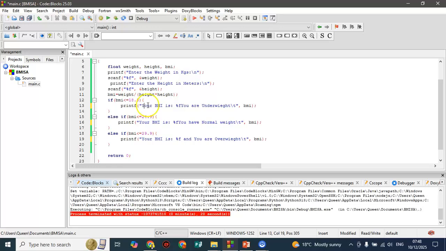So here we are saying your BMI is that and you are underweight. You are underweight. Goes up. And you have normal weight. So these are the three conditions.